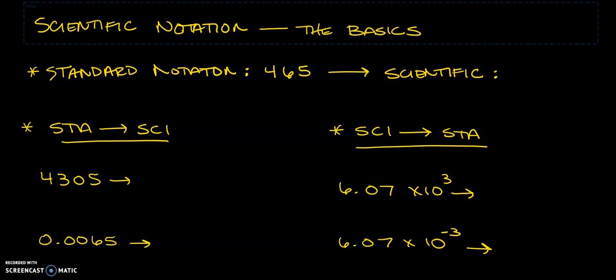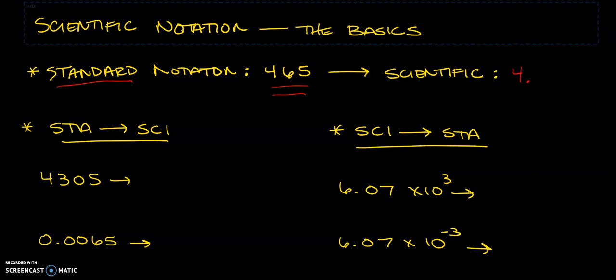All right, in this video, let's do some scientific notation. We're just going to work on the basics in this video. And so when we see this first example, this 465, know that that is written in what we call standard notation. It's just a straight number. We just have an integer here, 465. But how would we write that in scientific notation?